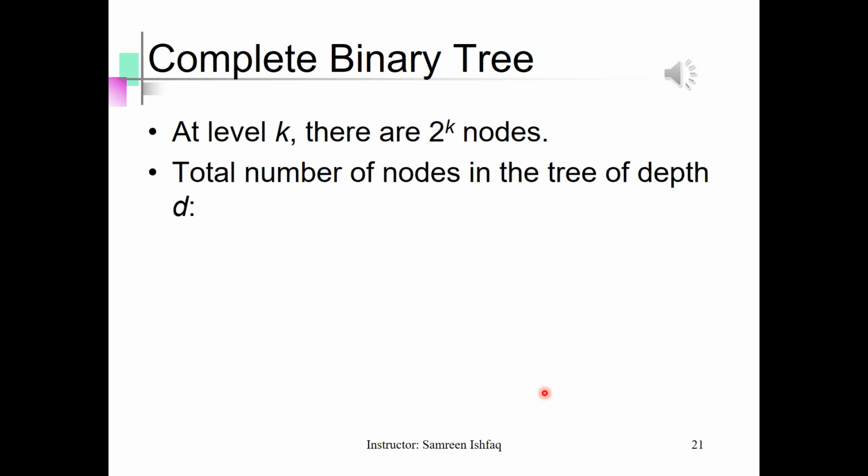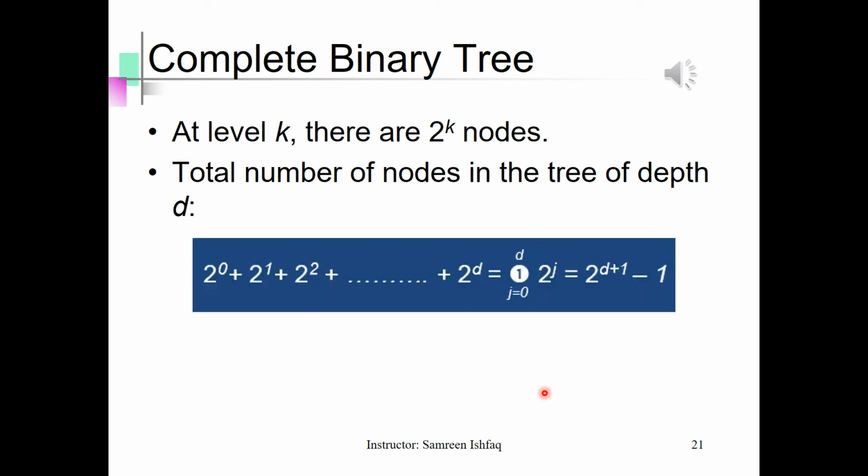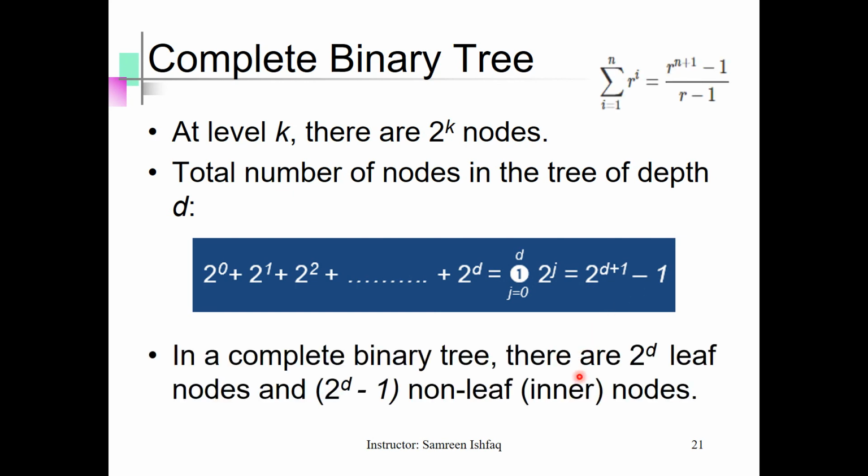So now we can calculate the total number of nodes in a complete binary tree of depth d by adding the number of nodes at each level. This can be written as the following summation: 2 power 0 plus 2 power 1 plus 2 power 2 till 2 power d. d is the maximum level of a tree. So we will get the formula 2 power d plus 1 minus 1. In a complete binary tree, there are 2 power d leaf nodes and 2 power d minus 1 non-leaf or inner nodes.